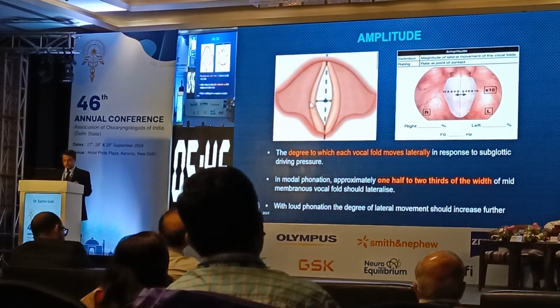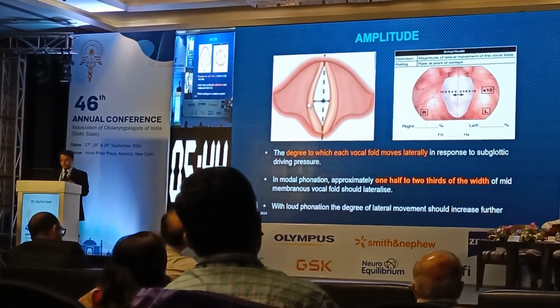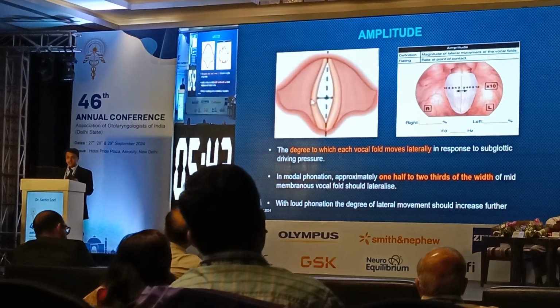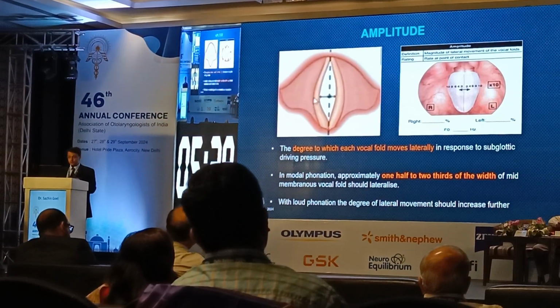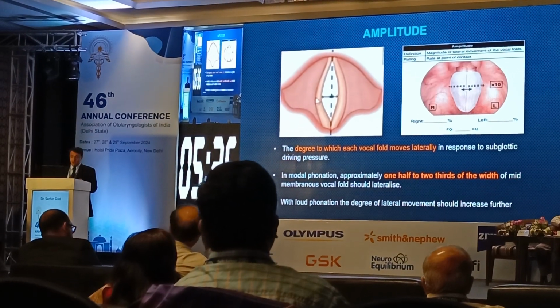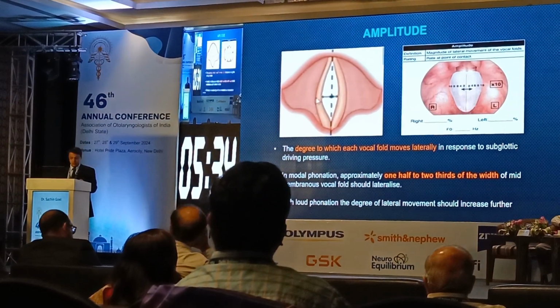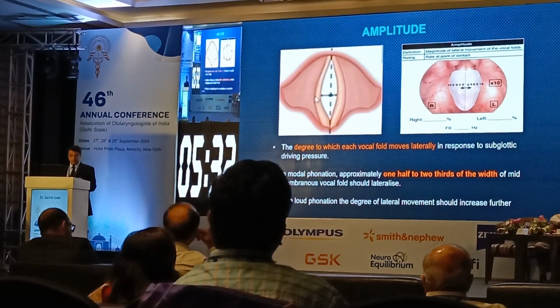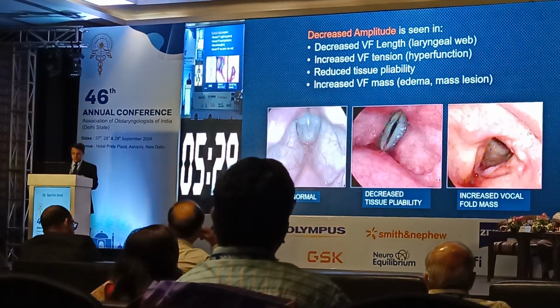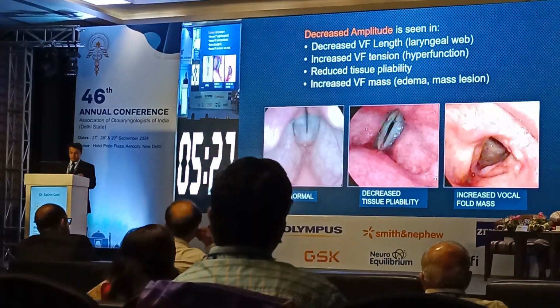Next, amplitude. It is the degree to which each vocal fold moves laterally. Here you can see how to document it pictorially. In a modal phonation, approximately 1/2 to 2/3 of the width of the mid-membranous cord gets lateralized, which increases on increasing the loudness. This is the normal amplitude.